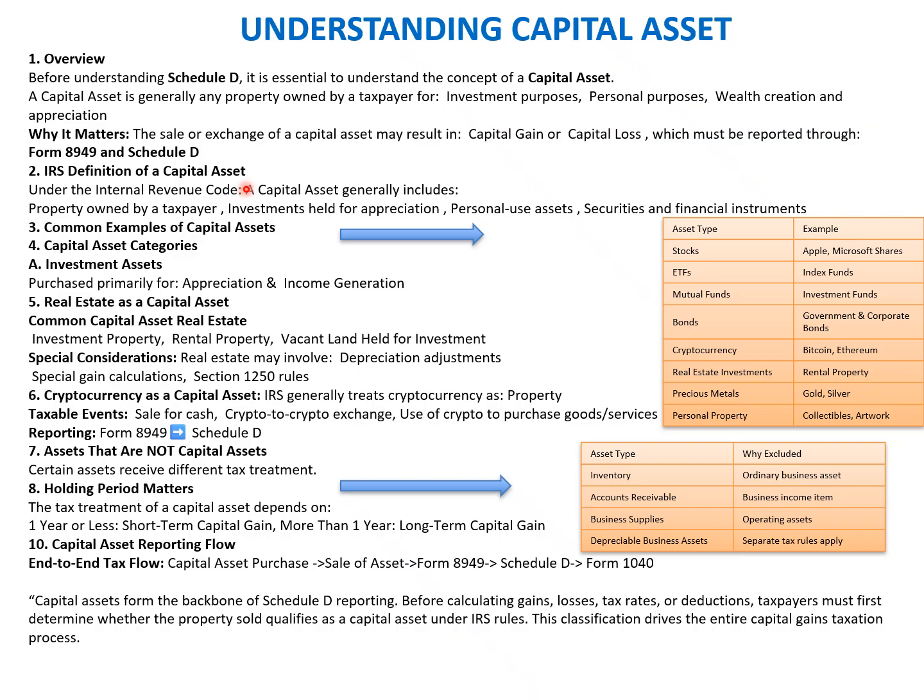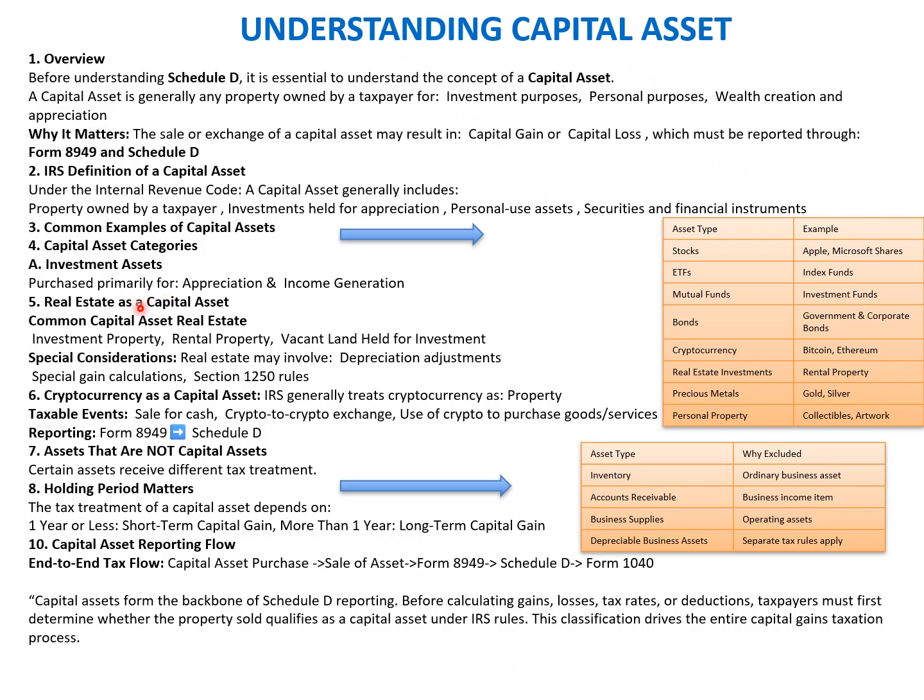Under the Internal Revenue Code, a capital asset generally includes property owned by a taxpayer, investments held for appreciation, personal use assets, and securities and financial instruments. Common examples of capital assets are stocks, ETFs, mutual funds, bonds, cryptocurrency, real estate, precious metals, and personal property.